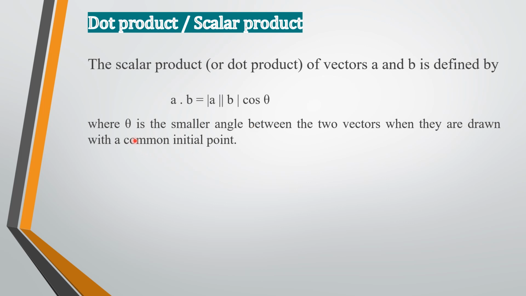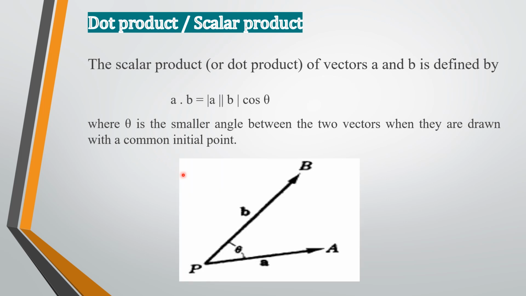Where theta is the smaller angle between the two vectors when they are drawn with a common initial point. We can see in this figure the angle, theta, denoted here, with B on this side and A on this side.